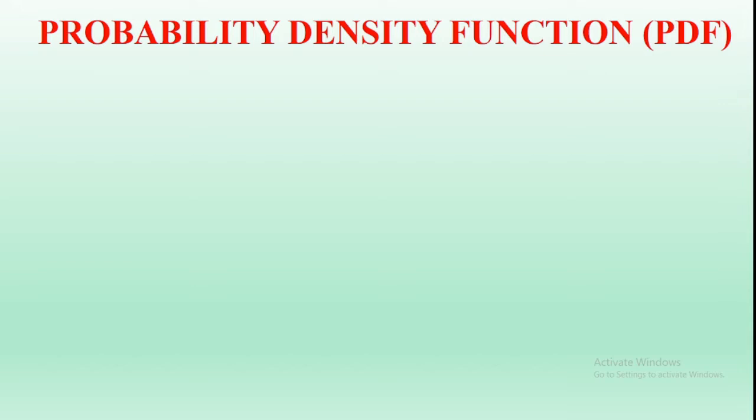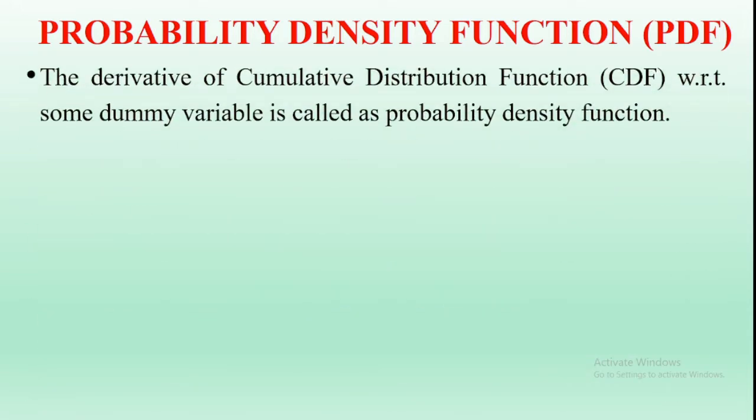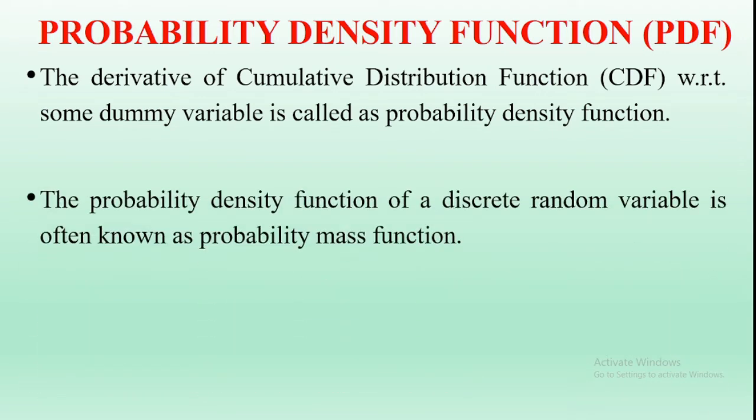In this video, I am going to discuss the concept of probability density function. The derivative of the cumulative distribution function with respect to some dummy variable is called the probability density function. CDF stands for cumulative distribution function, PDF stands for probability density function. The probability density function of a discrete random variable is often known as probability mass function. The probability density function is also called the frequency function.